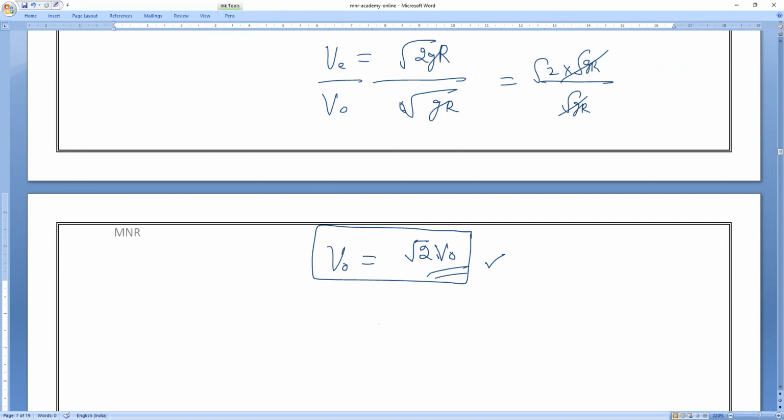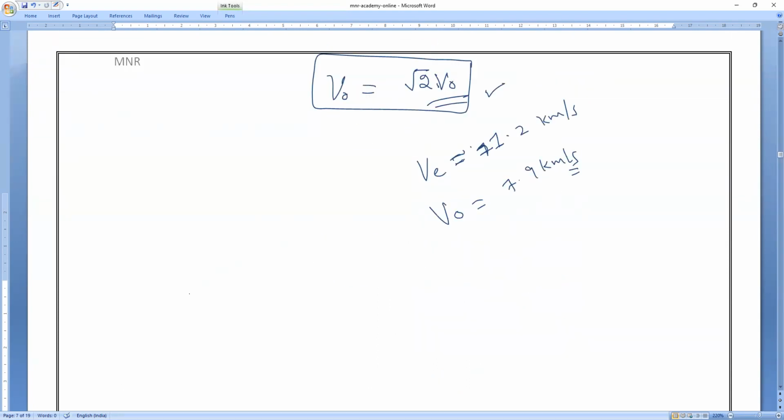Now, sir, what is the difference? Very simple. We all know the escape velocity at the surface. At the surface, escape velocity is how much, guys? 11.2 kilometers per second. And what is the orbital velocity? Approximately 7.9 kilometers per second. So now, let us find the difference.